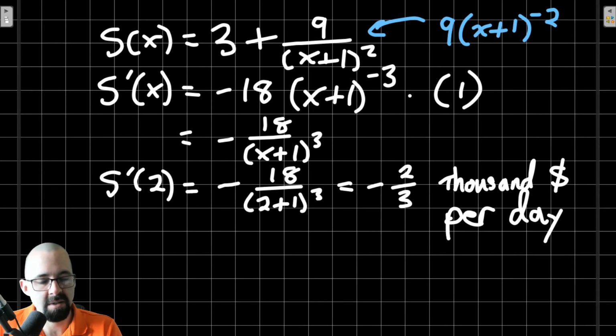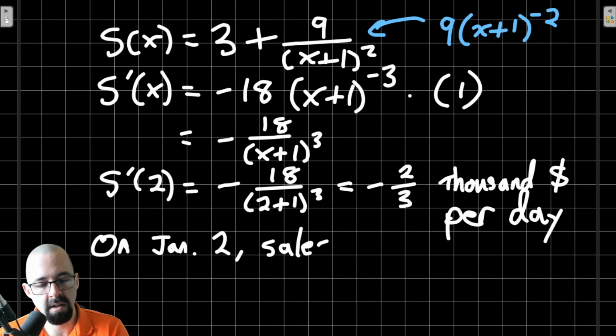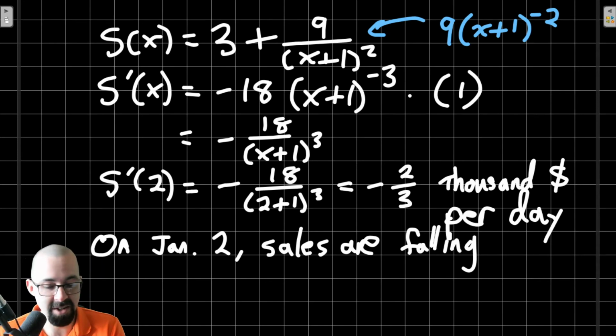So this is not a very good way to express our answer though, because remember this right here is a rate of change when x is 2. So when x is 2, that means on January 2nd, sales are falling. And remember, we know that they're falling because our slope is negative. Negative slope means going down. Positive slope would be going up. Think about the person on the bike. You're going to be going downhill, and that's a very steep downhill.